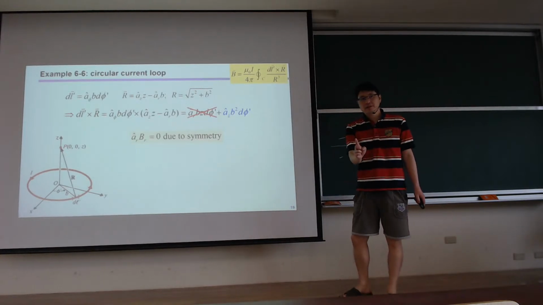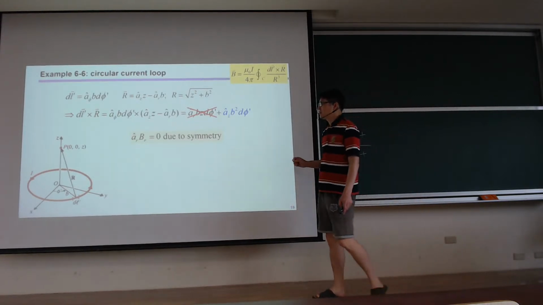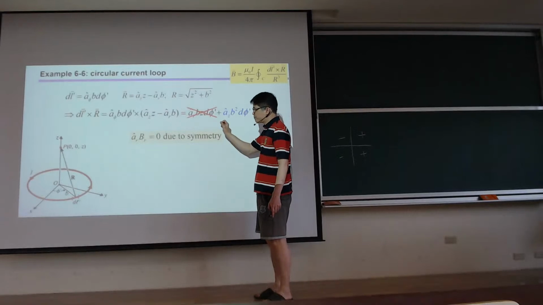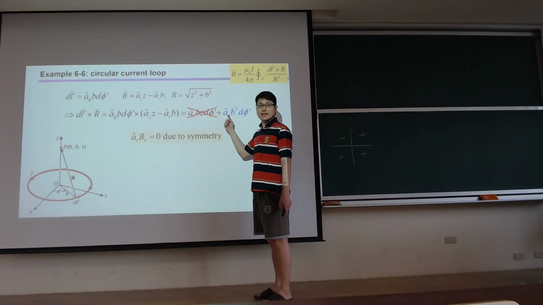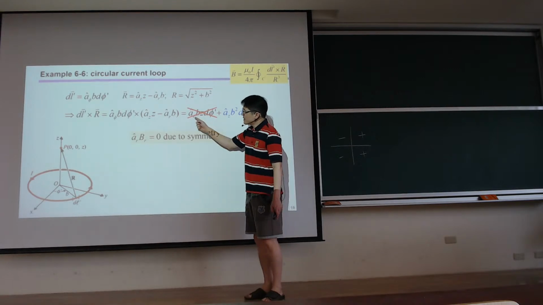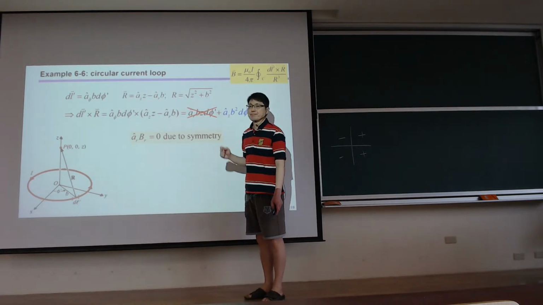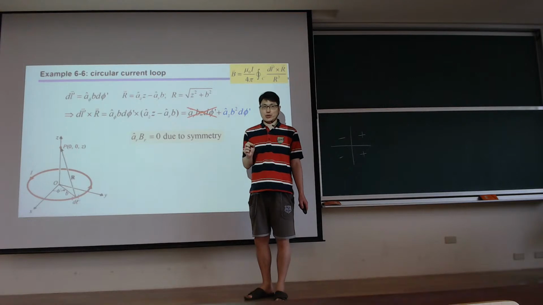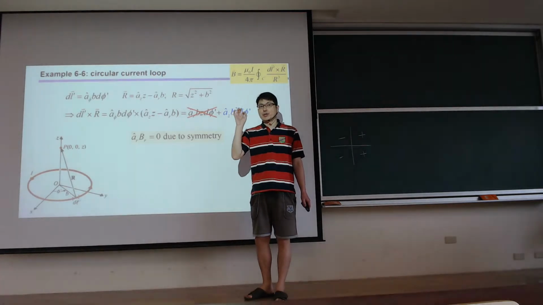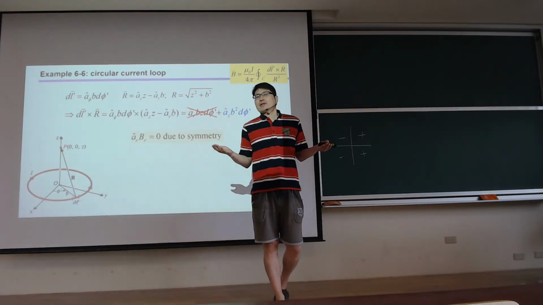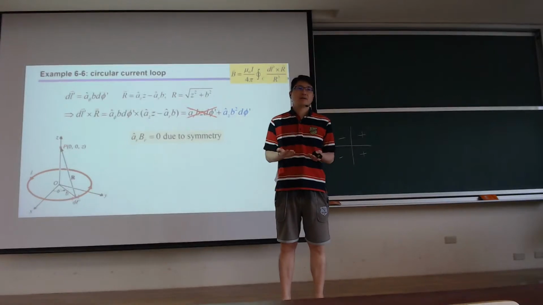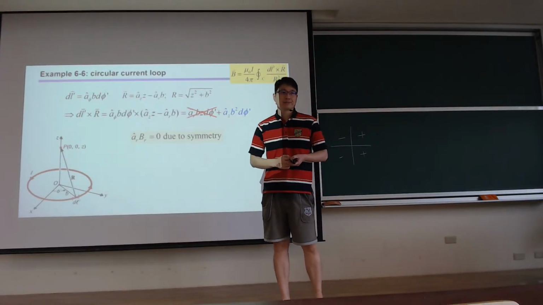So think about it. As I mentioned, we don't expect to have any components other than z, which means at this point, this AR component must vanish. And therefore, you don't even need to bother to calculate it. But you have to convince yourselves. Why can't we just ignore that component?